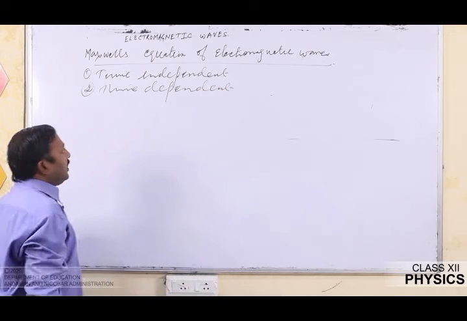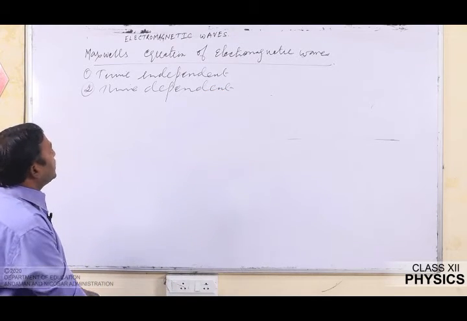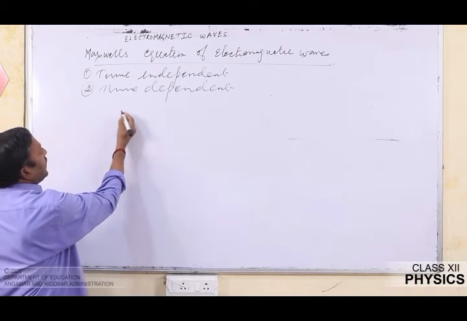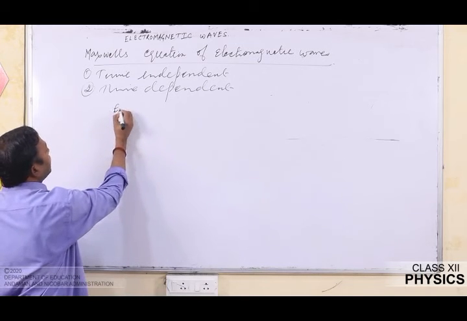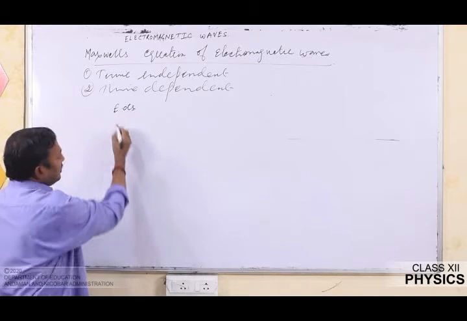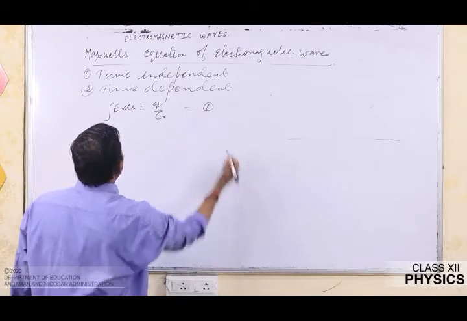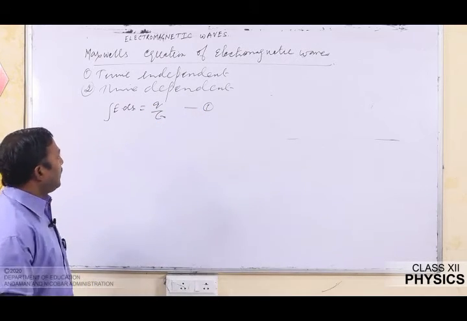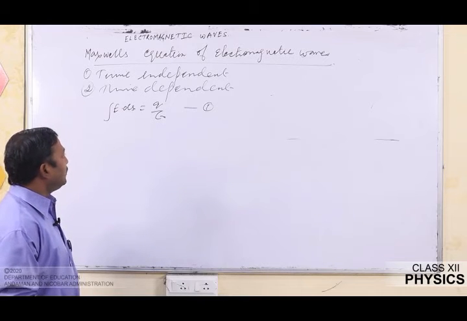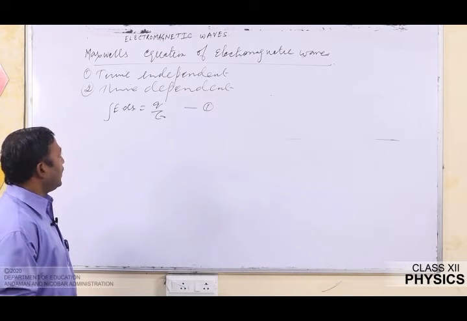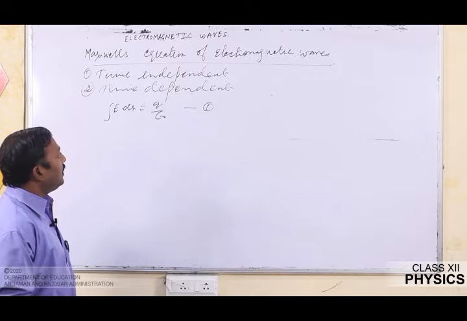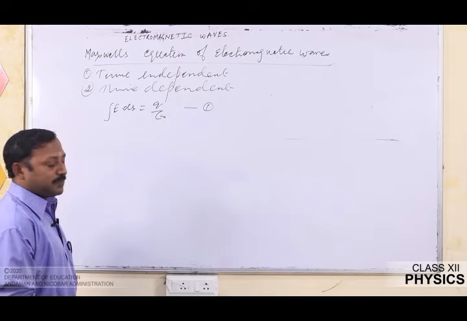In the time independent Maxwell equations, the first one is Gauss law, which is given by the integral of E dot ds equal to Q by epsilon 0. This equation shows that a charge which is at rest or a charge which is moving produces an electric field. This is a time independent equation in space.